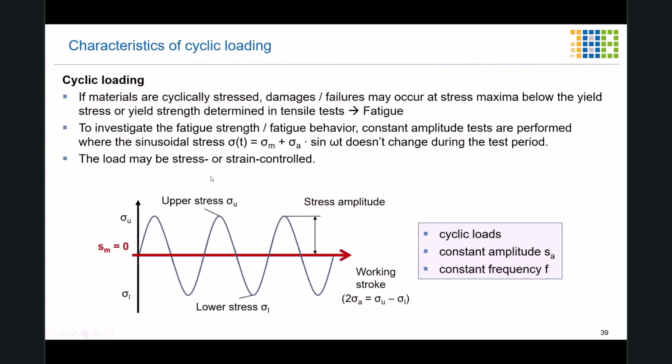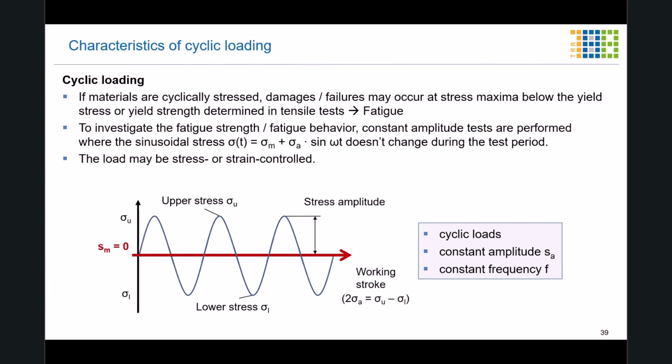On this slide, I will briefly introduce you to the characteristic parameters of fatigue loading and to show you why fatigue is a very critical topic regarding the failure of components. This is because damage or failure can occur at stress maxima below the yield stress or yield strength determined in tensile test. So it becomes very clear why this is so important and a dangerous topic regarding the failure of components. Various test approaches are used to study this fatigue behavior.